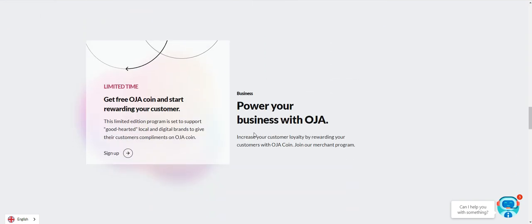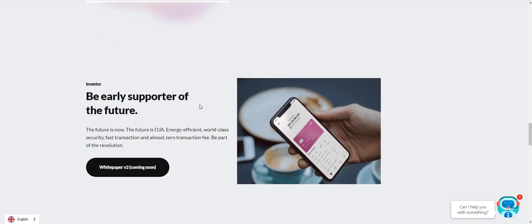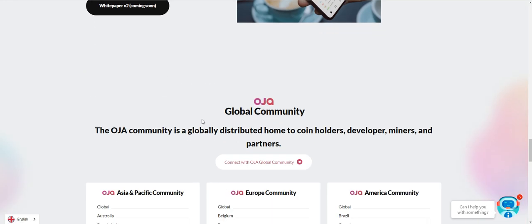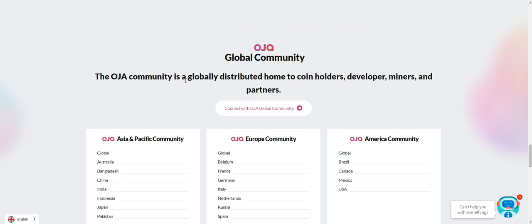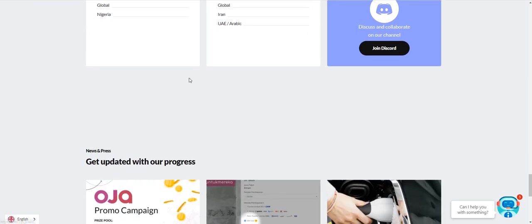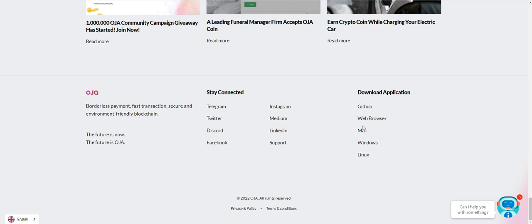Okay guys, see the power of the business, OJA, and be an early supporter of the future. You can see their white paper coming soon, V2. Okay, the OJA Coin community is a global, distributed home to holders, developers, miners and partners. It's all over the world. Okay, and you can see their blogs and their social media.